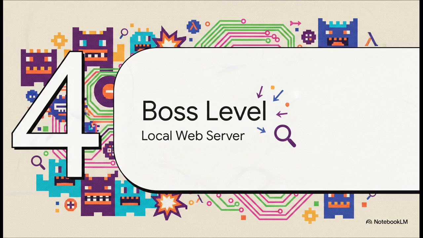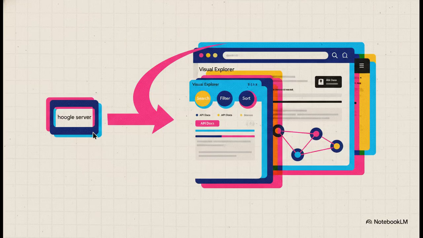And finally, we arrive at the boss level, running the local server. As great as the terminal and GHCI integrations are, spinning up a local web server instance is actually the absolute best documentation experience you can have for Haskell. And look how incredibly simple the command is. You just open your terminal and type hoogle server.